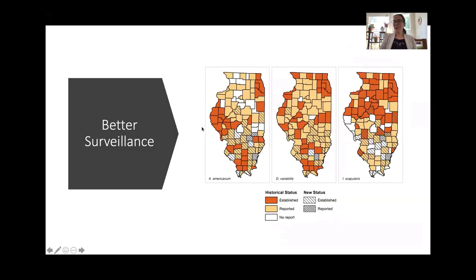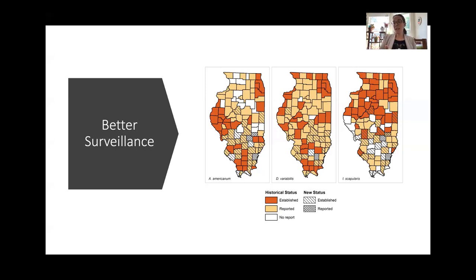On the tick side, we simply don't have the data in the state of Illinois yet to be able to make these predictions. And we have been doing our best to increase surveillance across the state. So these maps are from a publication we have describing the first year of iTick, the Illinois Tick Inventory Collection Network, which is our community science program, where we ask people to submit ticks that they find on themselves or their animals, and let us know where they're finding them and what they were doing when they found them.